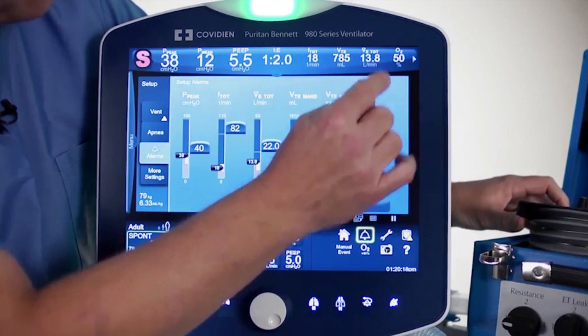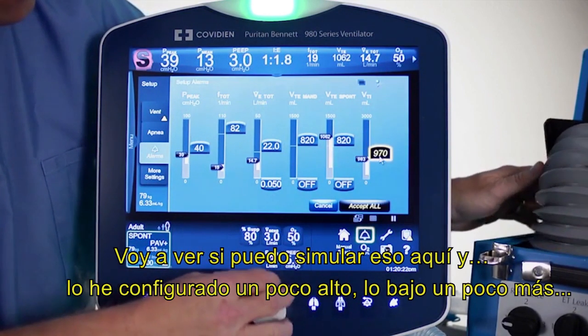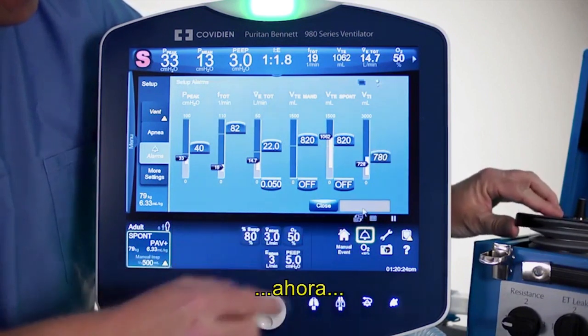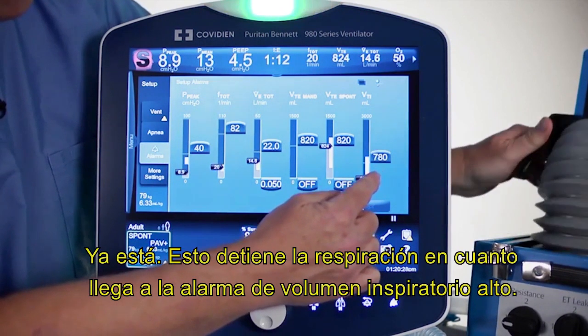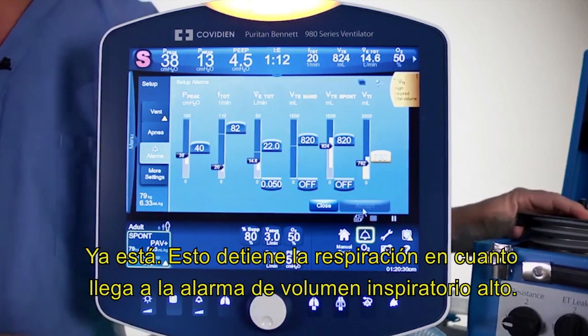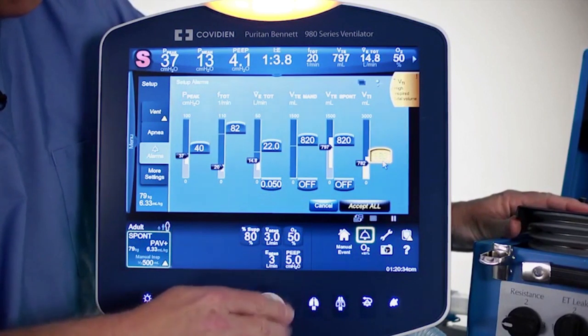Once that patient actually hits that high inspired tidal volume alarm limit, it will actually truncate the breath. Let's see if I can simulate that here. Yeah, I may have set it a little bit too high. I'm going to come down a little more. There we go. So it actually stops the breath as soon as it hits that high inspired tidal volume alarm limit. I'm going to reset that.